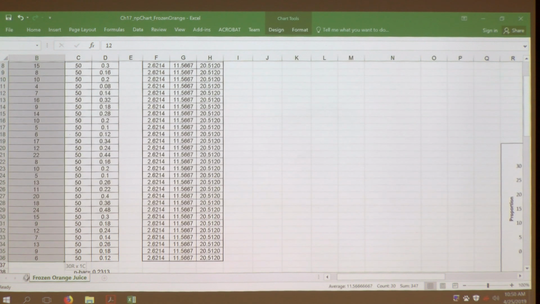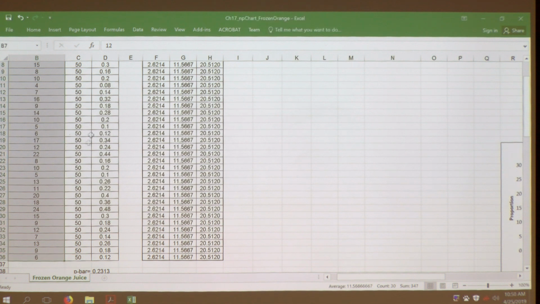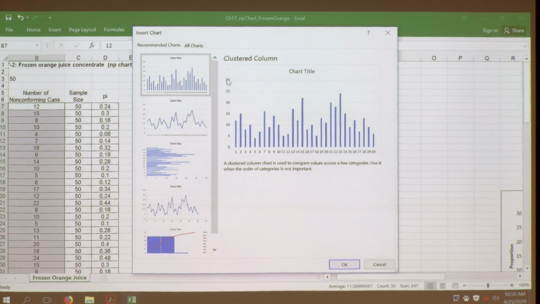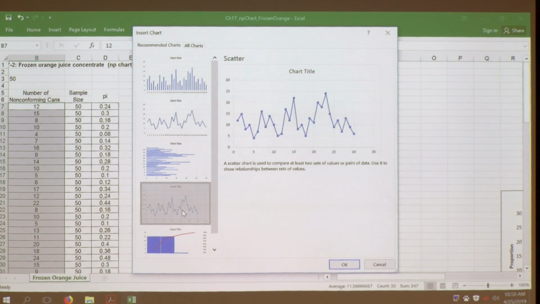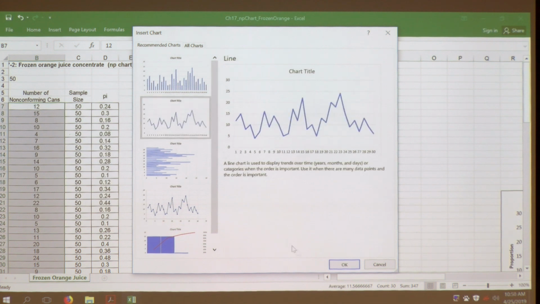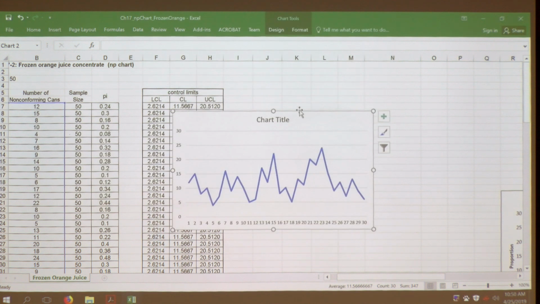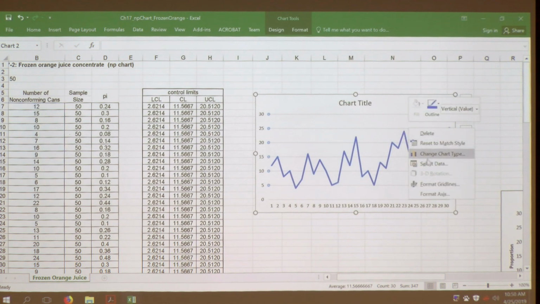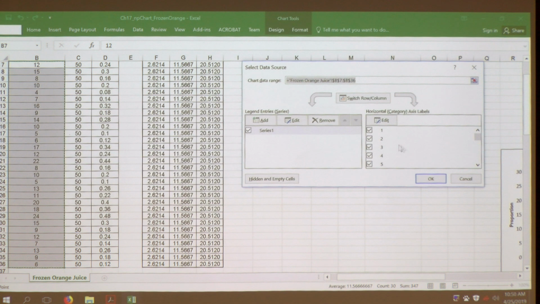So what we do is we actually collect this column, then we insert the line plot, like this line plot or this line plot. Okay, either one is okay. We collect this one. Now, this one only gives me the number of non-conforming cans. How to add this control limit? So in order to add the control limit, you just click the chart and then select data.